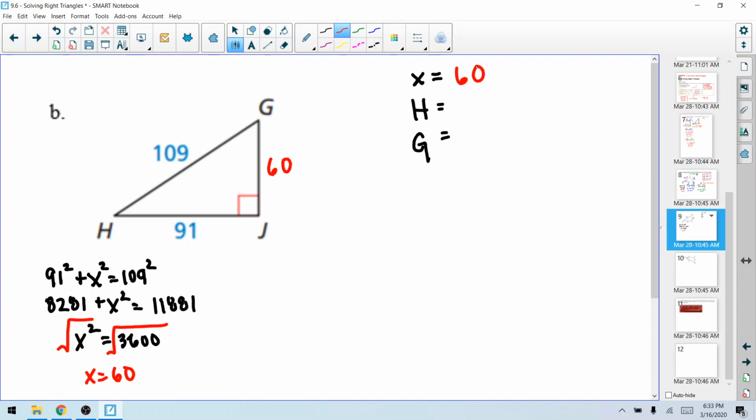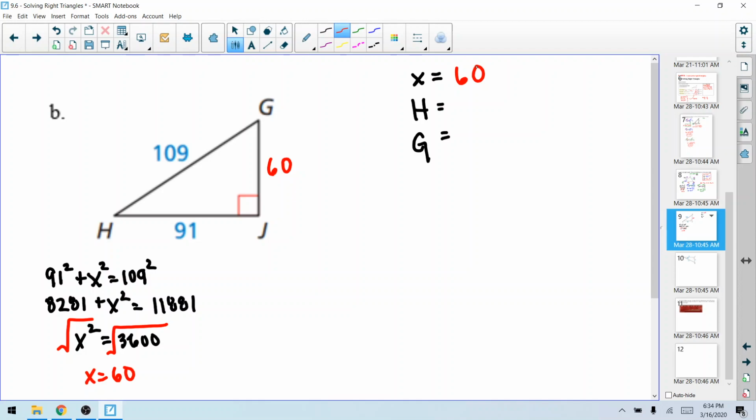Now, just a little reminder, take a look at 109, 91, and 60. Do they form a Pythagorean triple? The answer to that question is yes, because remember, a Pythagorean triple is three numbers that satisfy a squared plus b squared equals c squared that are whole numbers. They can't be decimal numbers. So in this case, we have a Pythagorean triple.